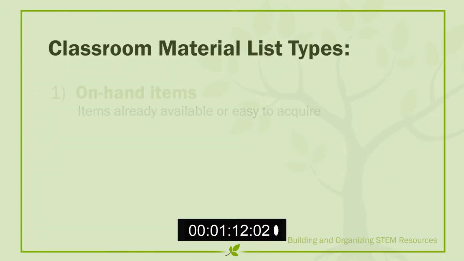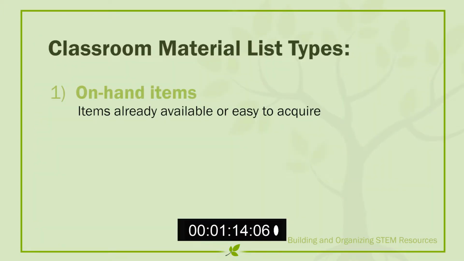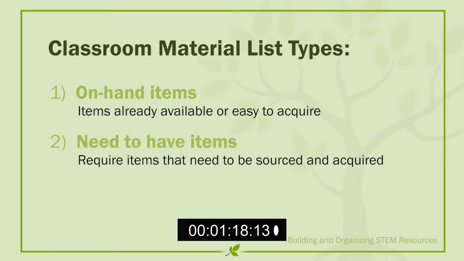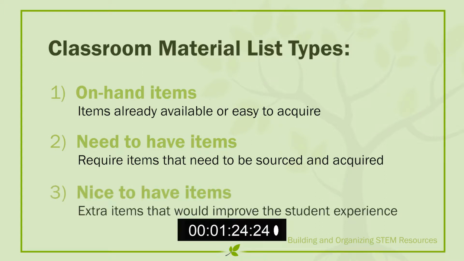The first step is to create a list of materials that you already have on hand in your classroom. The second step is to create a list of materials that you need in order to implement successful STEM activities in your classroom. Next, create a list of nice-to-have items. These would enhance your activities but are not required for implementation. These lists will likely need to be revisited on a quarterly basis as you plan for upcoming units and projects.